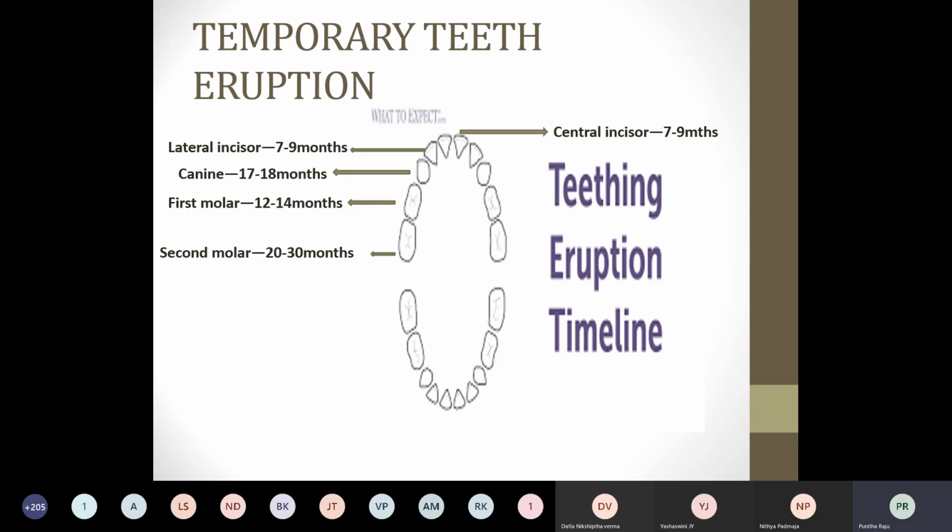Here is a figure showing you the different teeth and when they erupt. The central incisor, 7 to 9 months. The lateral incisor, approximately 7 to 9 months as they have given it. The canine, 17 to 18 months. The first molar is at 1 year. The second molar is at 2 years.